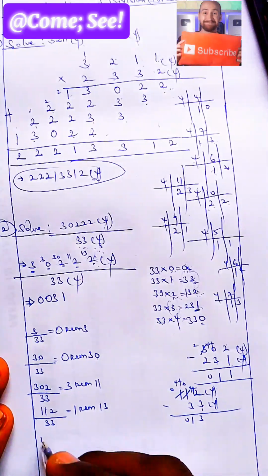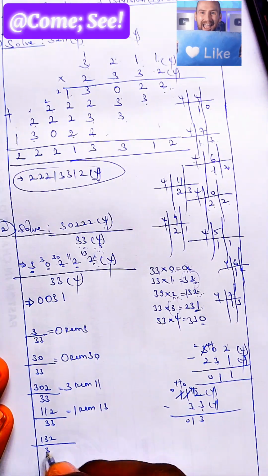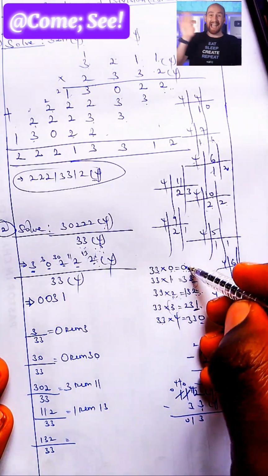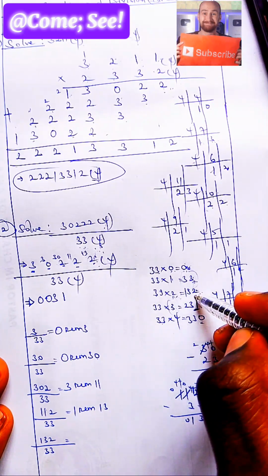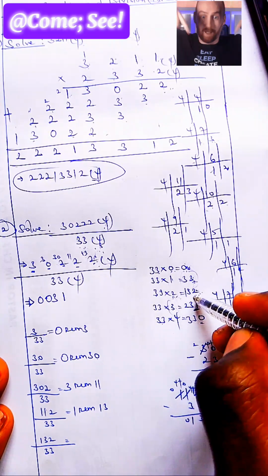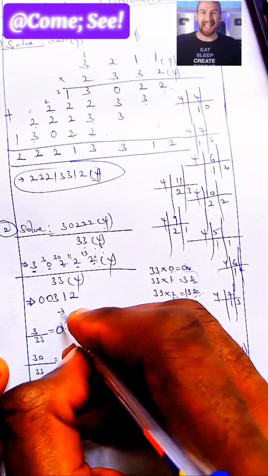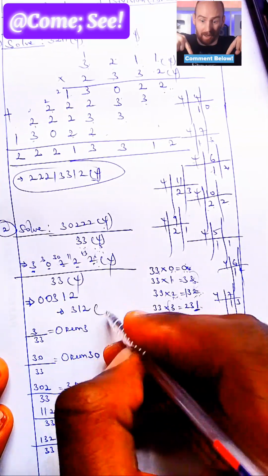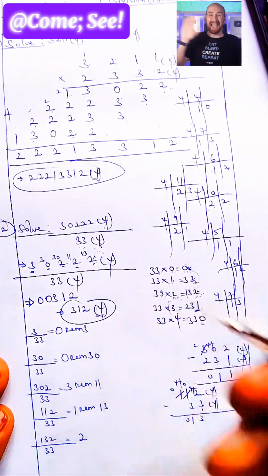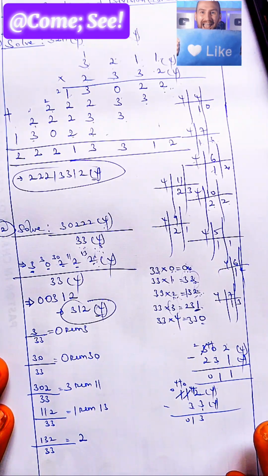So the very last one, 132 divided by 33, all in base 4. 132 no, 132 no, 132 exactly. That's what we are looking for. 132. What's our answer? 2. No remainder. So this is how to divide 30222 base 4 by 33 base 4. So this is how to divide using the direct method.